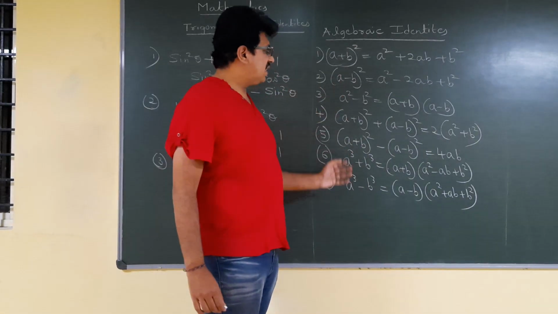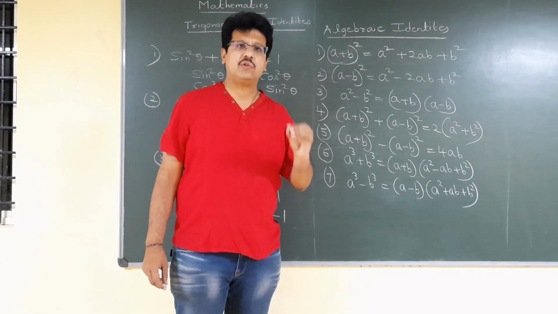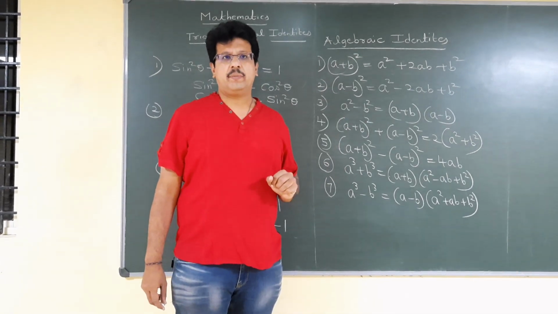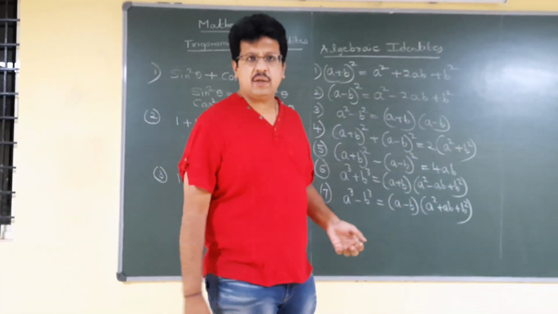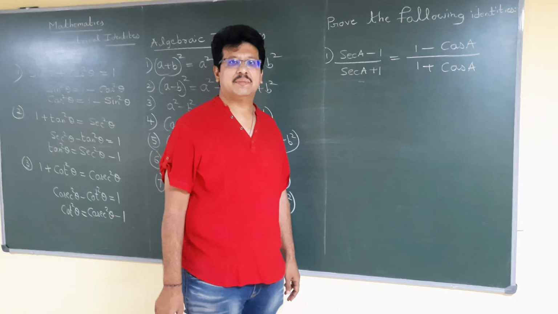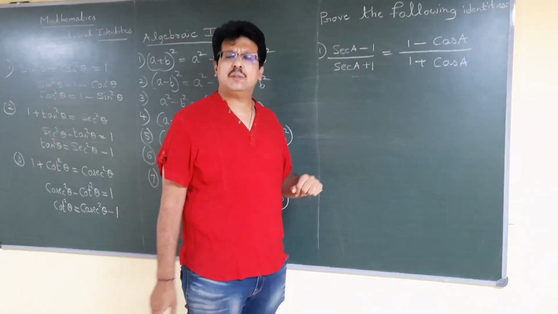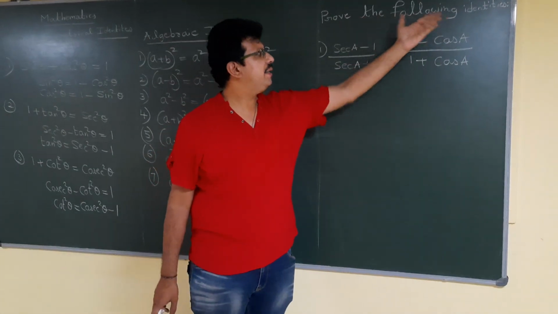So these 7 algebraic identities are very important while solving trigonometrical problems here. So we are going to start solving the sums. Children, let us start solving the problems on these trigonometrical identities. Let me prove the following identities.